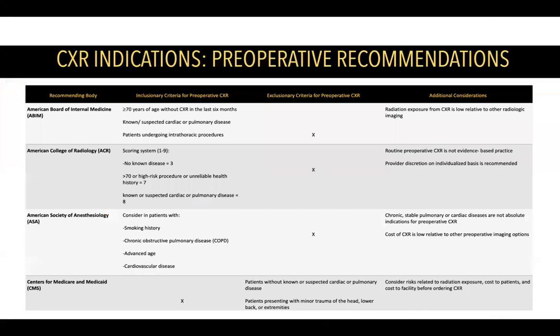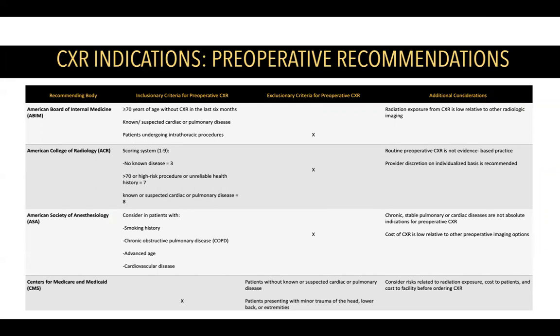Awareness of perioperative chest x-ray appropriateness and indications reduces costs to patients, curbs misuse of facility resources, and fosters optimal patient care. The chart on this slide outlines inclusionary recommendations by the American Board of Internal Medicine, the American College of Radiology, and the American Society of Anesthesiology.